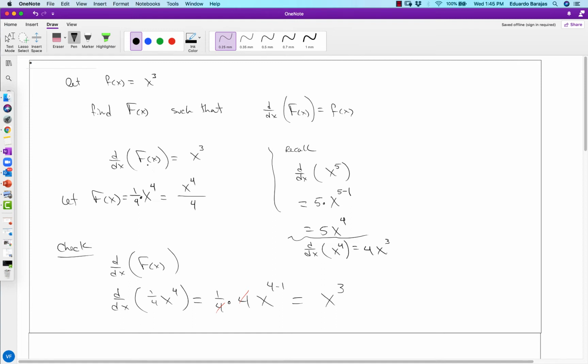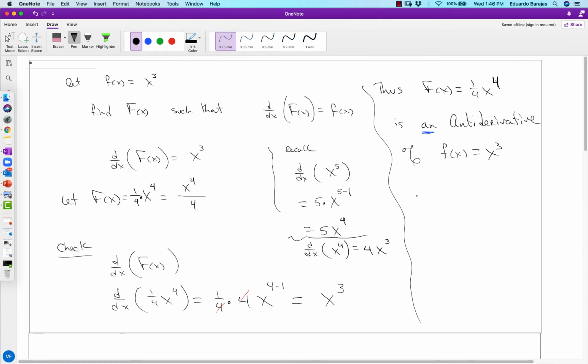So we say that capital F of x is an antiderivative of lowercase f of x. Thus, capital F of x equal to 1/4 x to the 4th is an antiderivative of lowercase f of x, which is equal to x cubed. Notice that I wrote an antiderivative because it's not necessarily the only one.